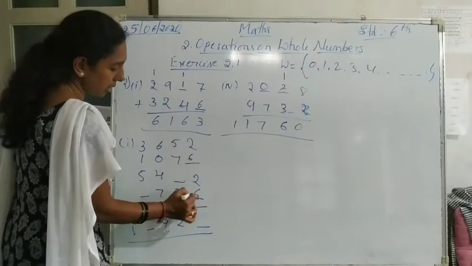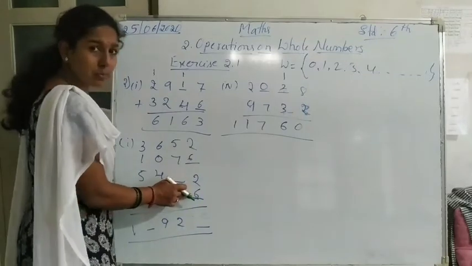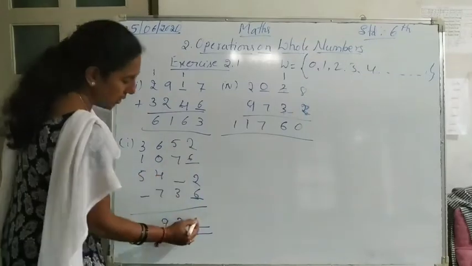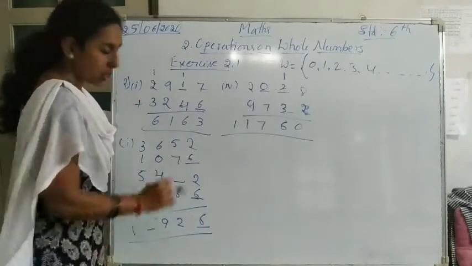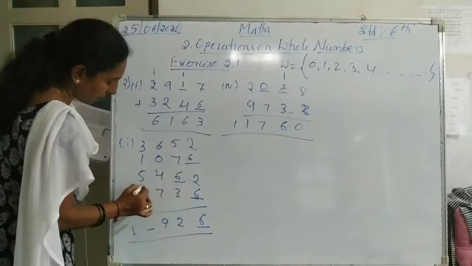I will take here 6. 6 plus 6 is 12, 12 plus 4 is 16. So I got 6 in all three blanks. So 6 is the answer. Now I can fill 6 everywhere.